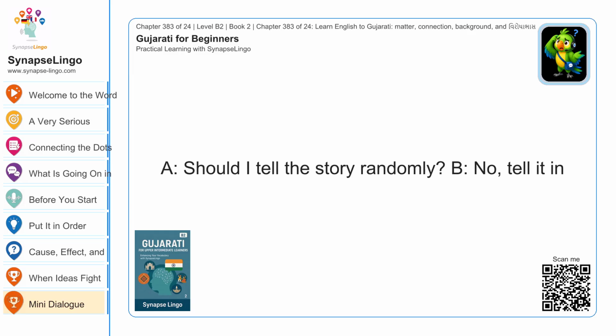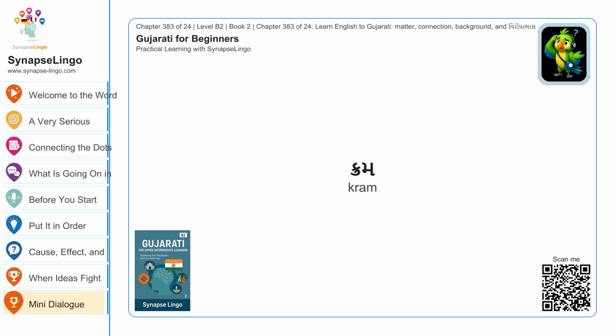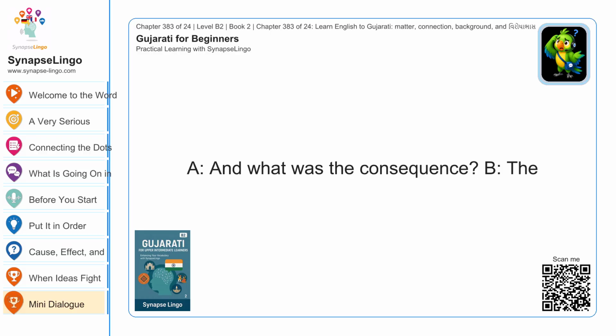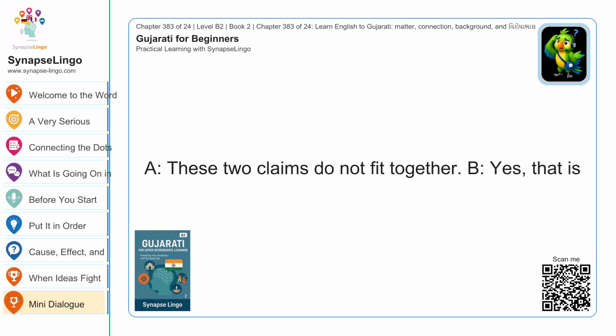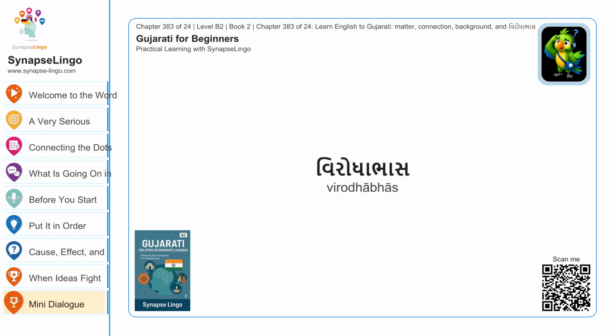A. Should I tell the story randomly? B. No, tell it in ક્રમ. A. What was the effect? B. The અસર was immediate. A. And what was the consequence? B. The પરિણામ was serious. A. These two claims do not fit together. B. Yes, that is વિરોધાભાસ.